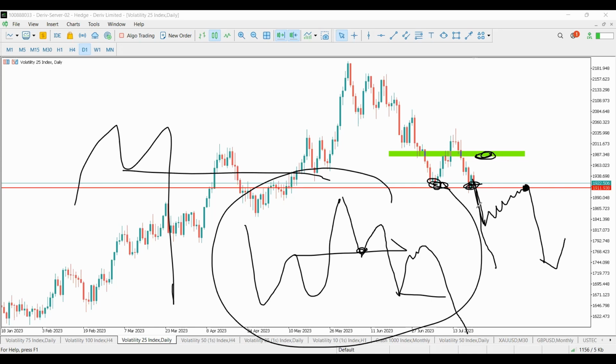So this is how you do analysis on synthetic indices. I really hope if you're trading V25 and V100, it really helps you in your trading. Have a great time.